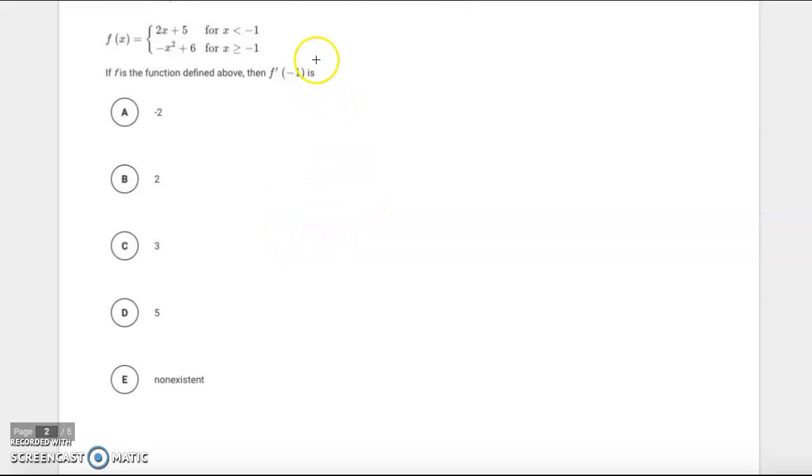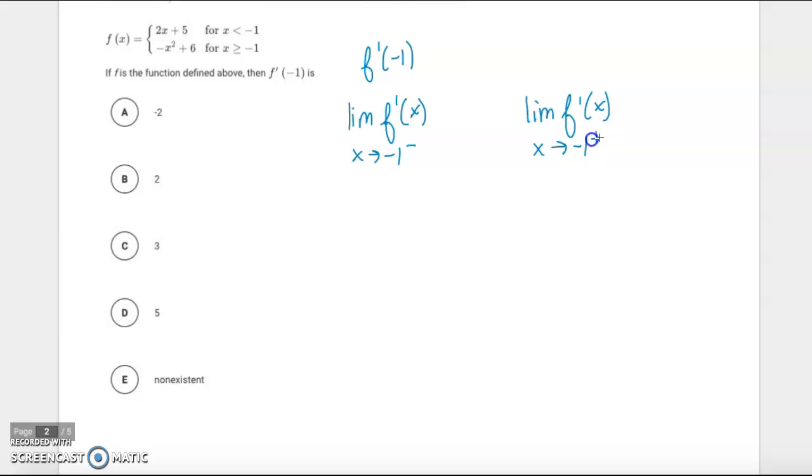So in this problem, if f is a function defined above, then f prime of -1 is... and this is where you have to go through and follow the same steps for continuity, but you have to do them with their derivatives. So I have to find f prime of -1 if it exists. I'll have to find the limit of f prime of x as x approaches -1 from the left-hand side and the right-hand side, because I have a piecewise function here. And then you'll have to see if they equal each other.